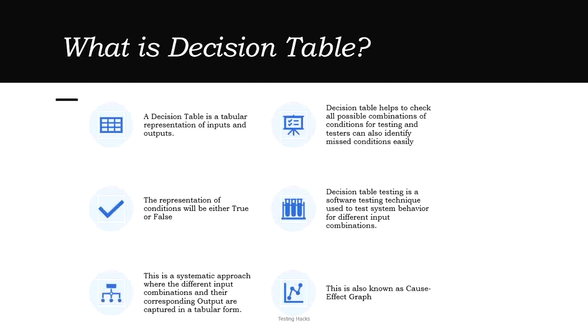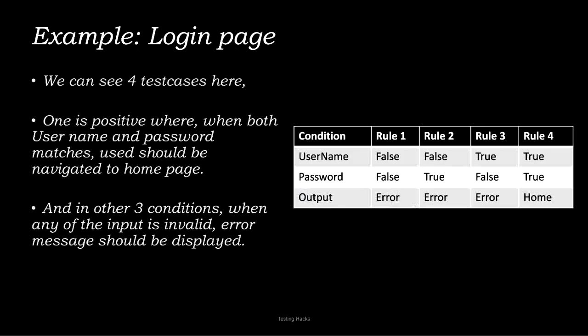Next, the representation of a condition will be either true or false. Decision table testing is a software testing technique used to test the system behavior for different input combinations for the same application by providing different ranges of values, like what we did. We will take another example. This is a systematic approach where the different input combinations and their corresponding outputs are captured in tabular form. Also, this is known as a cause effect graph.